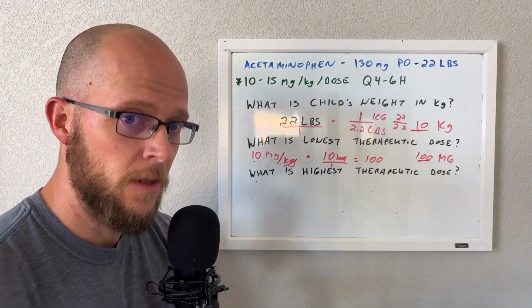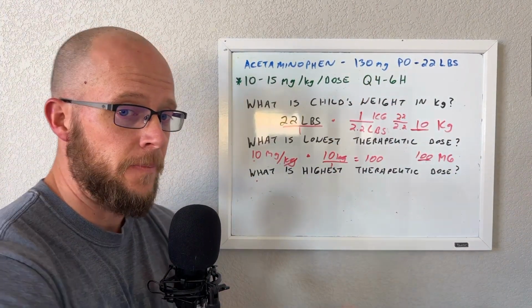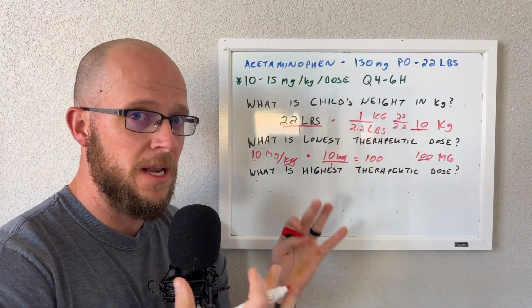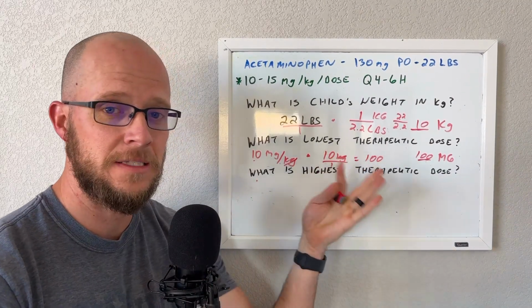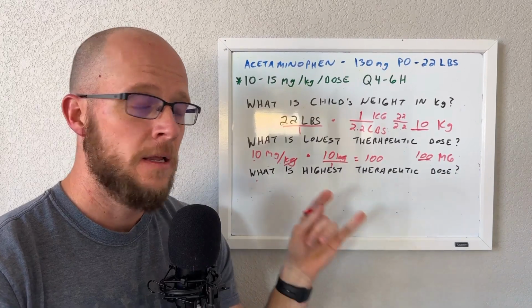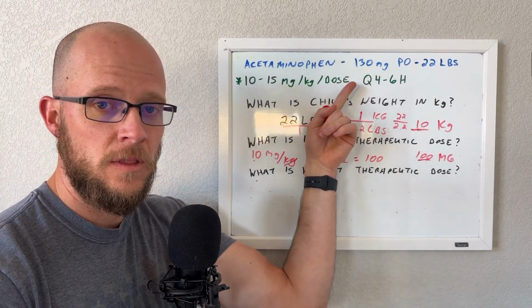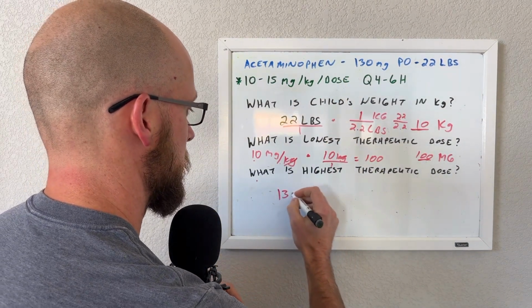The ordered dose is 130 milligrams. So the way I write it is I write my dose first. What did the doctor actually order? Now that I know that it's a safe dose and I'm not going to underdose or overdose the kid, what did the doctor order? The doctor ordered the 130 milligrams. So I'm going to write that on here.